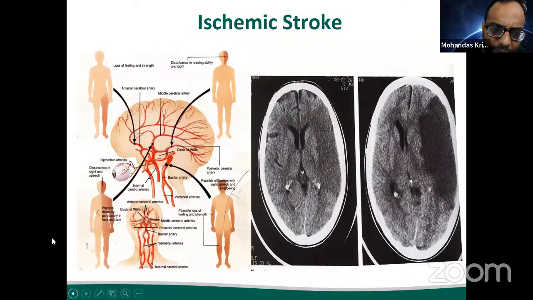So here you see this posterior cerebral artery. So what will you have? Difficulty in swallowing, right? Dysphagia. What will you have? Dysphagia.